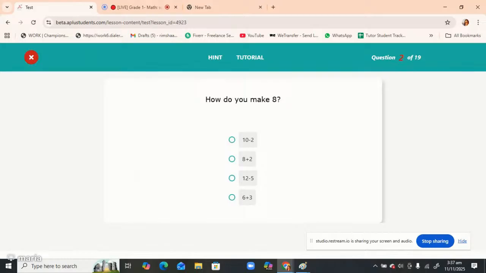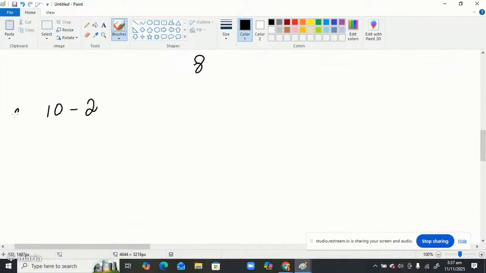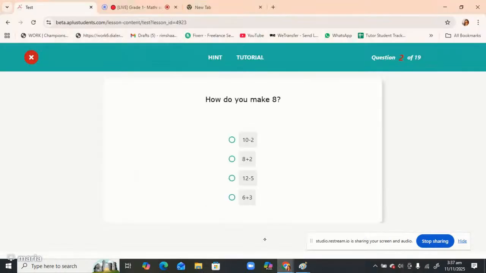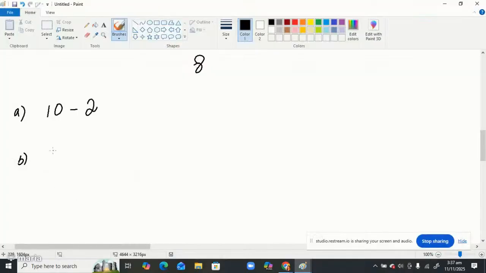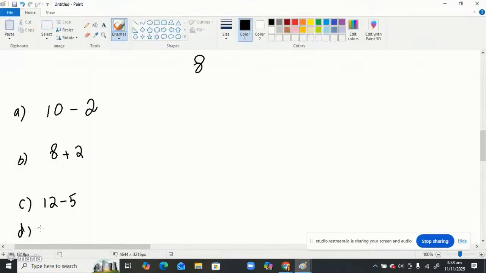So how do you make 8? Okay. Here are some options. This is given. How do you make 8? First option is 10 minus 2. Option B is 8 plus 2. Option C is 12 minus 5. And option D is 6 plus 3. Now you solve each option and then tell me the answer one by one.